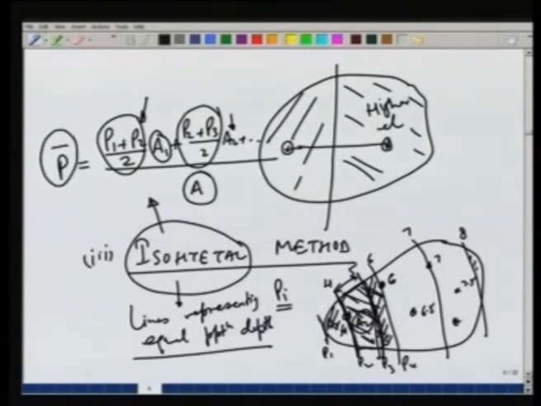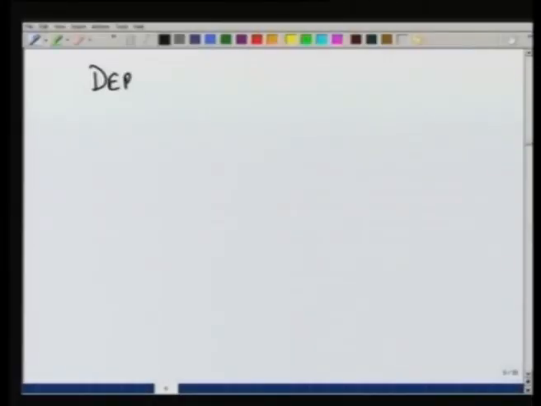So, isohyetal method is probably the best out of these methods, but it requires a lot of data to be able to plot the isohyetal maps. So, once we convert the point values from the rain gauge to the areal values, we can analyze and present the data in different forms. One of the forms in which we can present the data is known as depth duration curve.